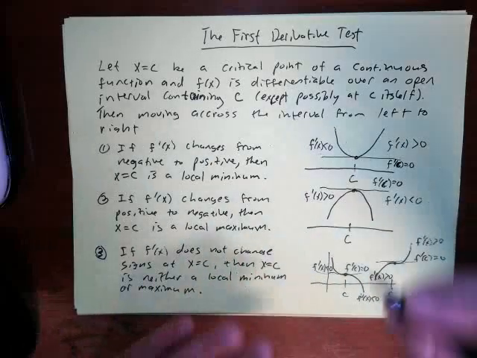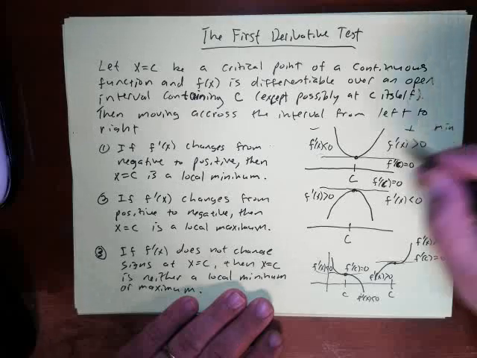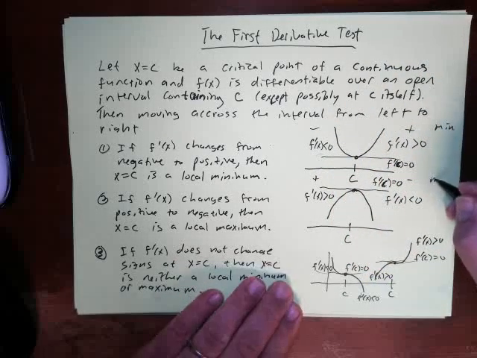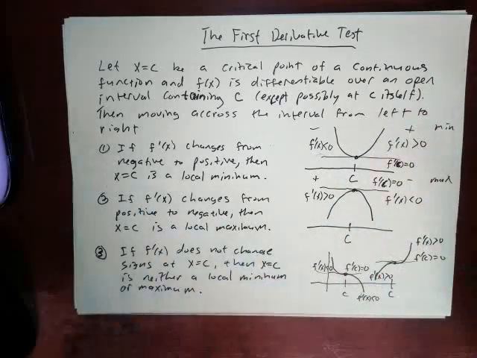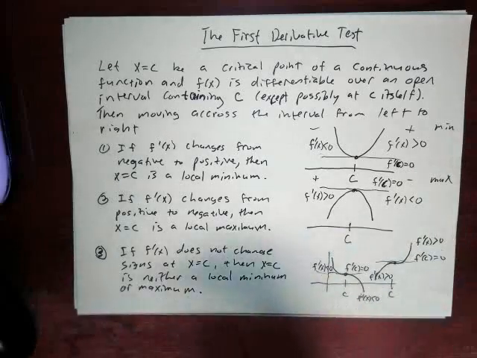So if it goes from negative to positive, it's a min. If it goes from positive to negative, it's a max. And if it doesn't change, then it's neither. So that's the first derivative test.